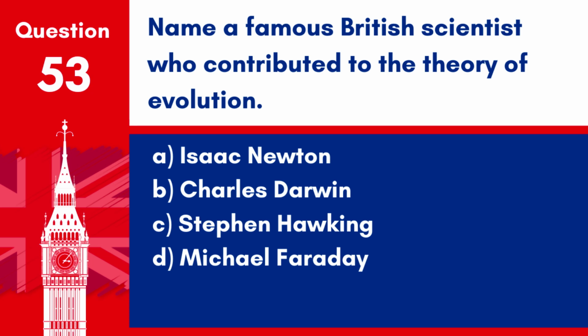Question 53. Name a famous British scientist who contributed to the theory of evolution. A. Isaac Newton. B. Charles Darwin. C. Stephen Hawking. D. Michael Faraday. Answer B. Charles Darwin. Darwin is renowned for his contributions to the understanding of evolution through his theory of natural selection, outlined in his book On the Origin of Species.